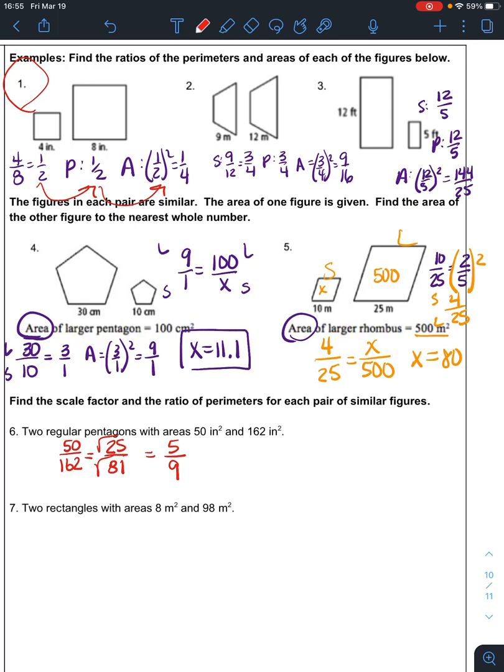We do the same thing here. They have an area ratio of 8/98. Let's reduce where we can. That gives me 4/49. So these are areas. Remember when we got to the area, we squared to get to the area. So let's unsquare to get back to the sides. So we unsquare by taking the square root. That gives me 2/7. So the scale factor is 2/7, and the ratio of the perimeters is 2/7 because the sides and the perimeter share the same ratio.